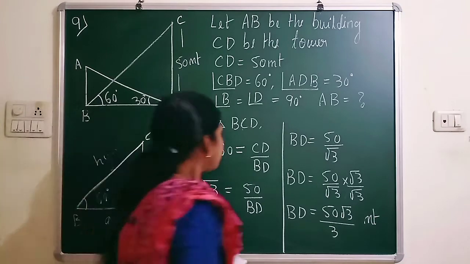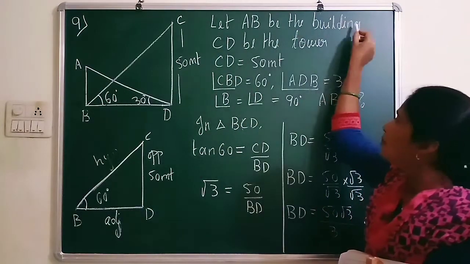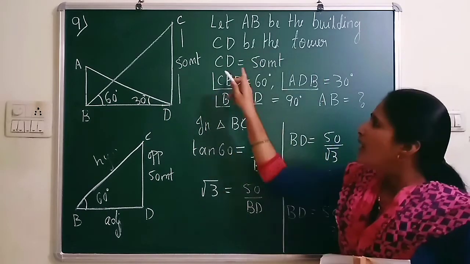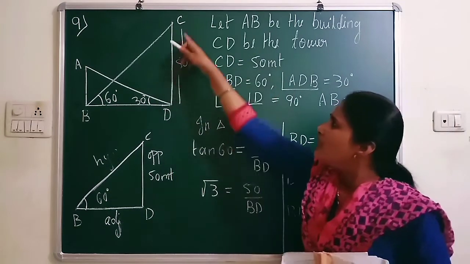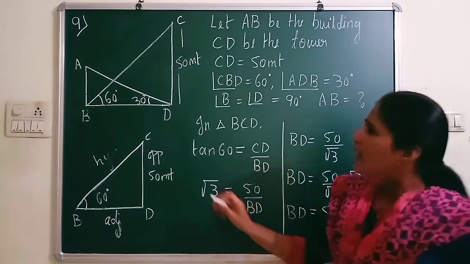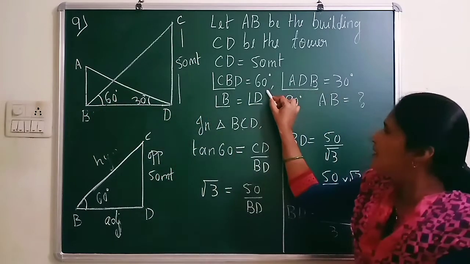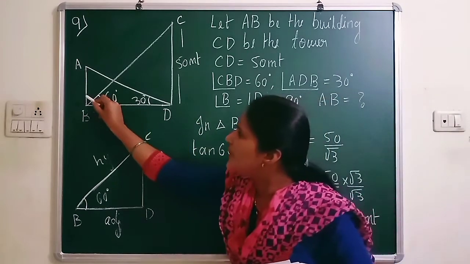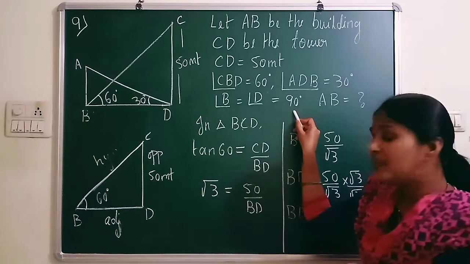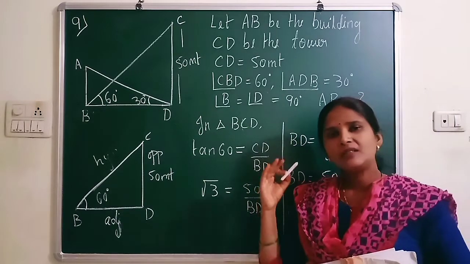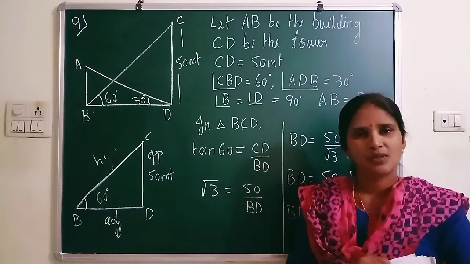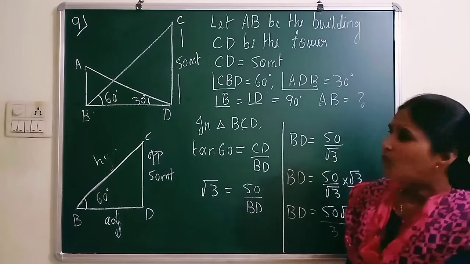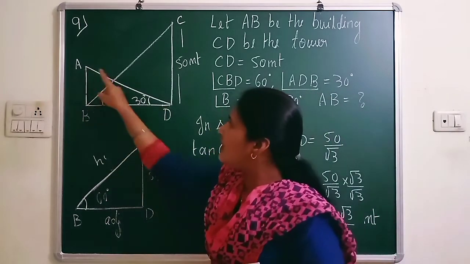Now let us start. Given, let AB be the building and CD be the tower, and CD equals 50 meter. Given the height of the tower is 50 meter, and given angle CBD is 60 degree and angle ADB is 30 degree. And you can see angle B and angle D will be 90 degree because the building and the tower are always perpendicular to the ground. We need to find the height of the building, that is AB.